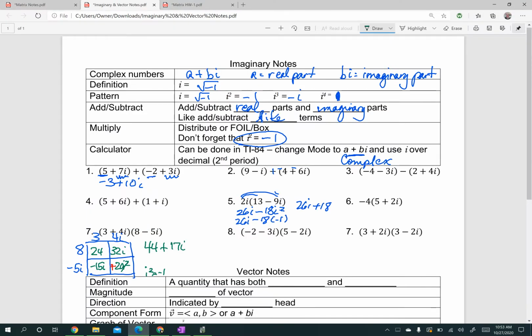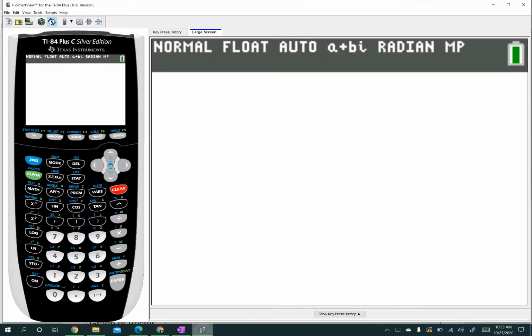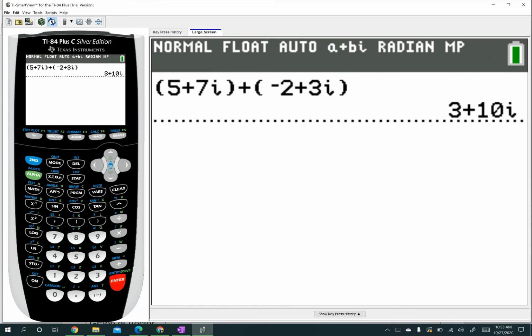So parentheses 5 plus 7i plus parentheses -2 plus 3i. Oh, that should be an I. I don't know why the I didn't come up. So I is down here. So second and the period makes I. Okay. And then -2 plus 3, second period makes I. And when we add those, you get what we got, 3 plus 10i.